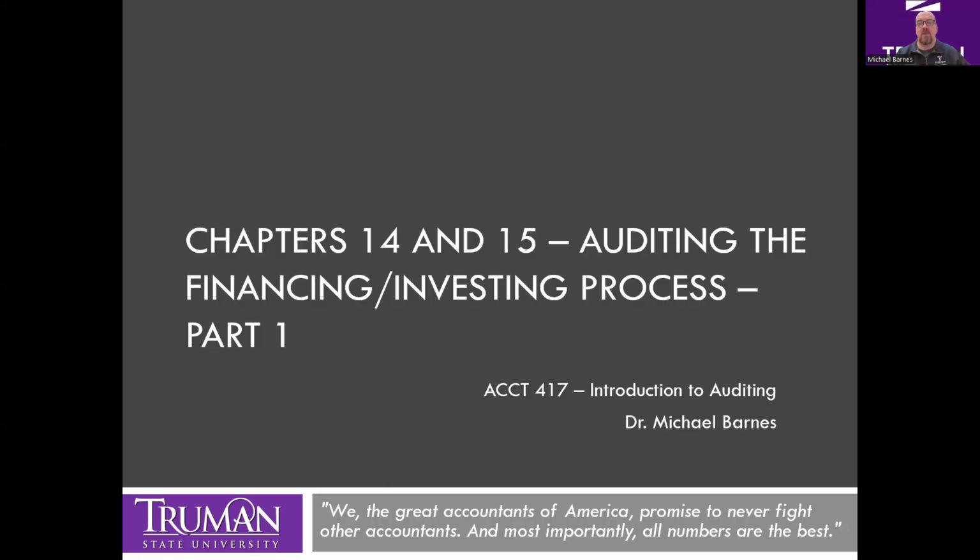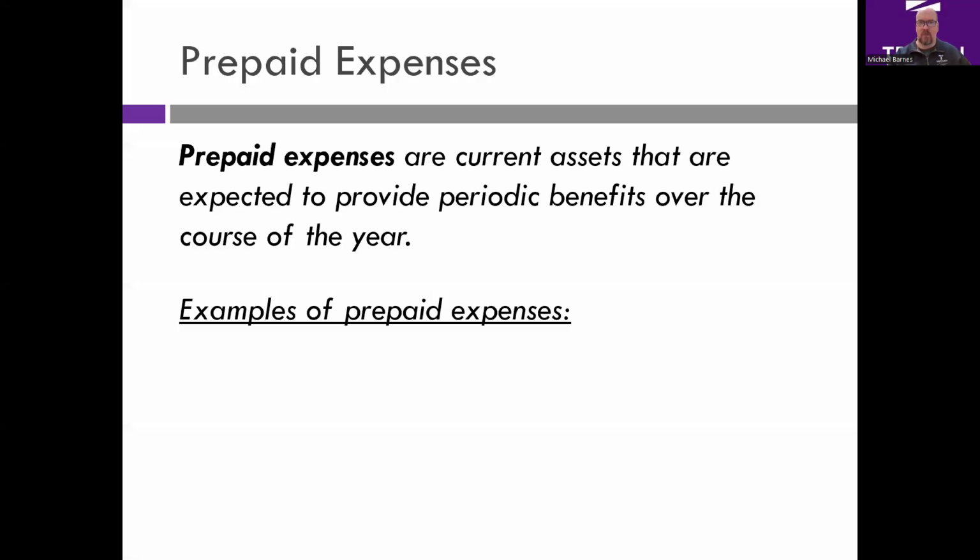So basically, what's left to talk about today is everything else on the balance sheet, which sounds like a lot, but those are going to be minor details relative to the whole. So let's get started. First of all, prepaid expenses. Those are current assets that are expected to provide periodic benefits over the course of the year.